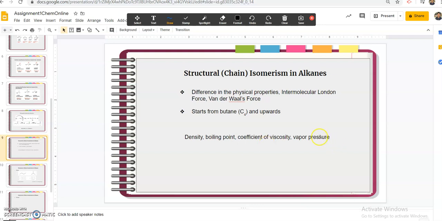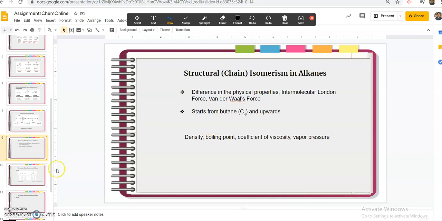Vapor pressure is a little bit different. I'm going to talk about it next time, but these three you can start looking at right now. These are the physical properties. Why do those physical properties differ? Because the intermolecular London force is different. Even more significantly, the London force matters because these are non-polar molecules, so we talk about London force and not so much van der Waals force. The more linear the molecule, the more the contact surface area, the more the London force. The more branched the molecule, the less the contact surface area, the less the London force, and the less the density, boiling point and viscosity of the molecule.